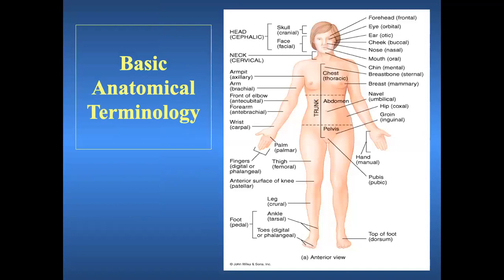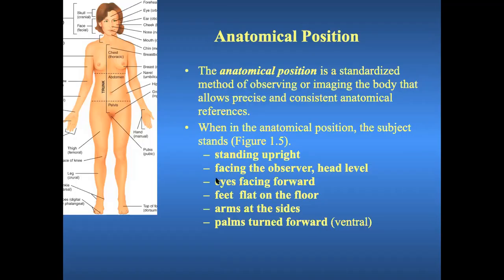In the normal anatomical position, the body should be straight. Once again, we'll go back. The body should be standing upright, facing the observer. Who is the observer? The one who is standing in front of you, not sitting. So standing upright, facing the observer at the head level. Head level means we should not bend our head.